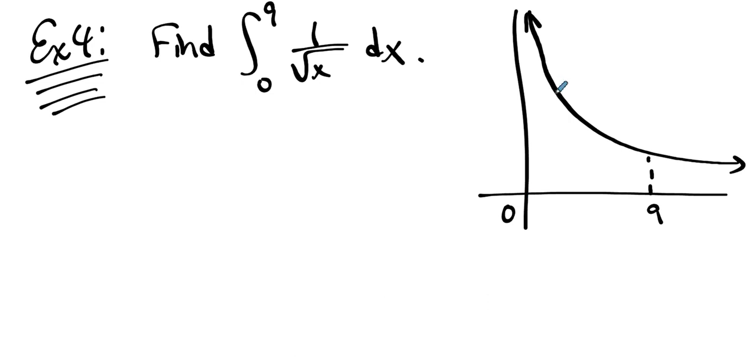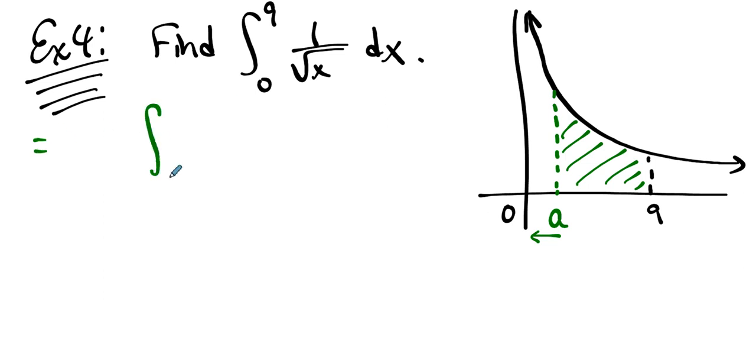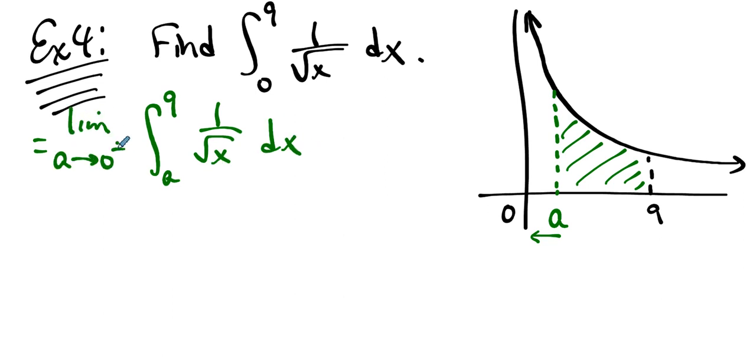Well, we handle that by picking some point A between 0 and 9, figuring out what this area is, and then we push A to the limit. In other words, we take the integral from A to 9 and then take a limit as A approaches 0 from the right. Well, what's that?